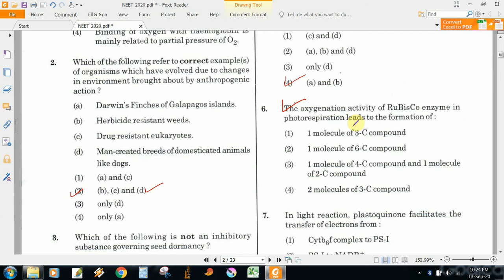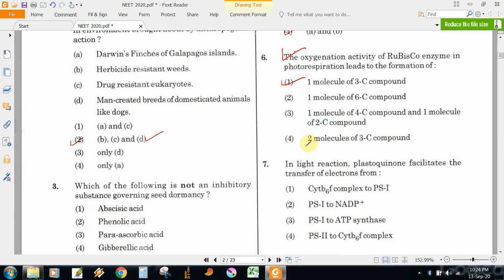Here is another question, the sixth one: oxygenation activity of Rubisco enzyme in photorespiration leads to the formation of one molecule of 3 carbon compound and one molecule of 2 carbon compound in one option, other options include a 6 carbon compound and a 4 carbon compound, and the fourth one is 2 molecules of 3 carbon compound. The right answer for this is the first one, that is one molecule of 3 carbon compound. So let's move on quickly to the next question.